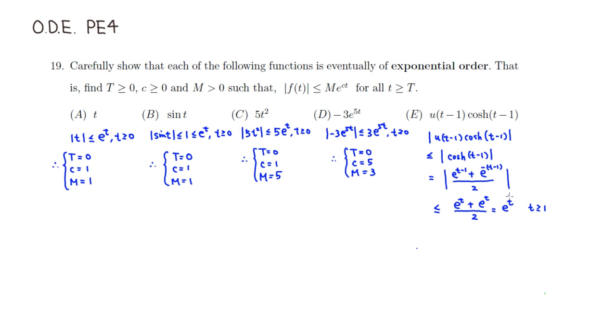So therefore, we can set capital T to be, say, 1, and c to be the number in front of t, so 1. And we can have M to be 1 as well. So therefore, all these functions are eventually of exponential order. All right, that's it. I hope that this was clear.